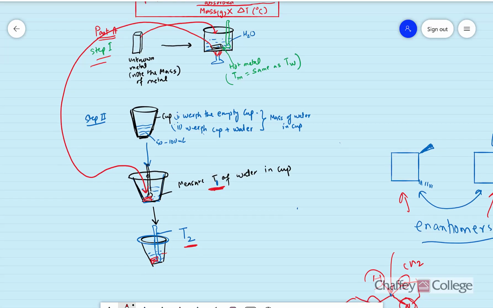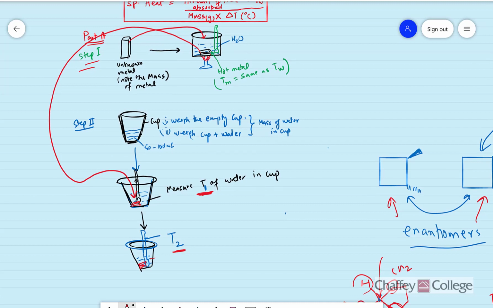Now, before I go to the calculation part, a couple of things I would like to mention. In this experiment we heated up the metal, so the starting temperature of the metal will be high, approximately 100 something. So this is the hot metal. Now in the coffee cup, the water temperature will be low.